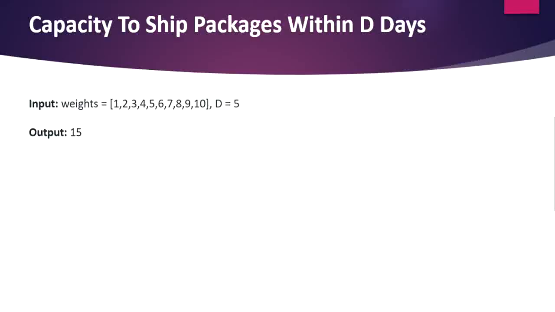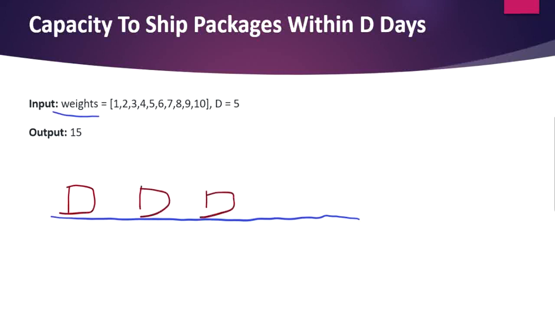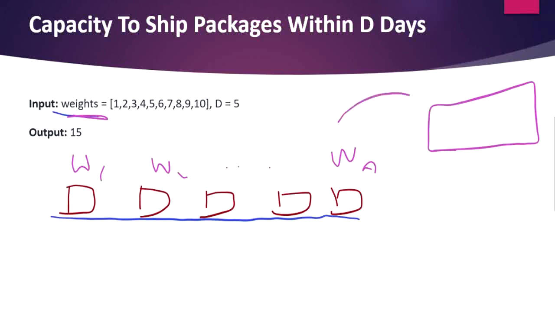The input given here is the weight of items in the conveyor belt. That is, the problem statement says there is a conveyor belt and it has n number of objects, and each of them has a corresponding weight, say weight 1, weight 2 to weight n, and that is the input given here for us. They have also specified the number of days we have to ship all these items to another place. So here in this problem we have 5 days to ship all the items from this place to another place.